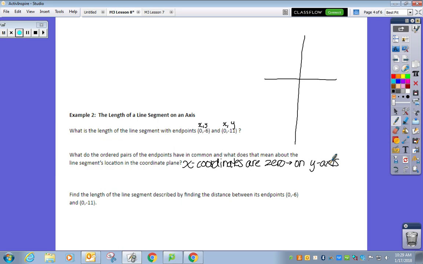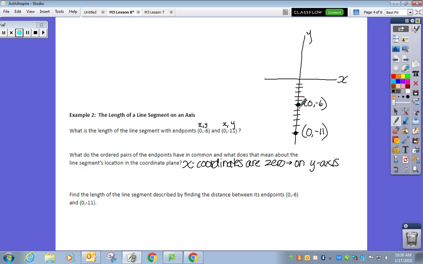So let's just draw a picture of this first. So 0, -6 means I'm not moving over any on the x-axis. And on the y-axis, I would be going to -6, which would be below 0. So I would go 1, 2, 3, 4, 5, 6. Right here, that's my 0, -6. For 0, -11, again, I'm not moving over at all on my x-axis, but I would move to -11, which again is below me. 1, 2, 3, 4, 5, 6, 7, 8, 9, 10, 11. So there's my 0, -11.